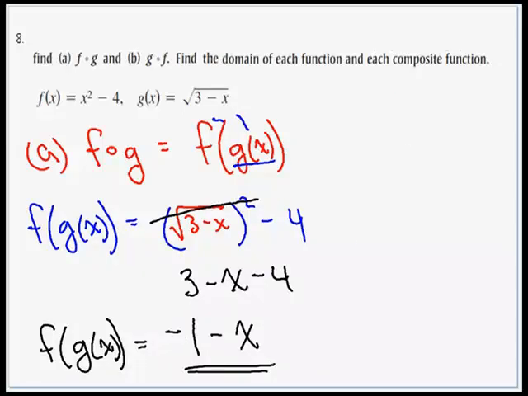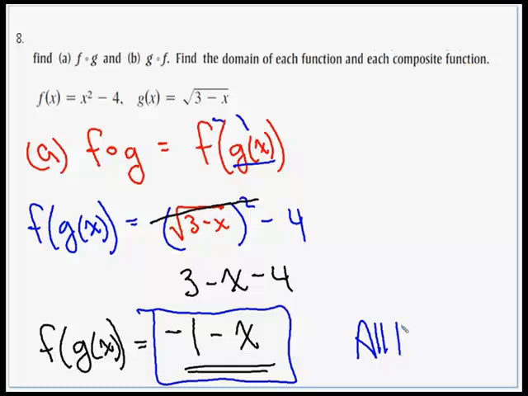If you just look at the final product and say, okay, I'm worried about my domain, there's no division, so I don't have to worry about dividing by 0. There are no radicals in this composed function, so my domain is all real numbers. Is that correct? No, it is not. Remember, we have to look at two things. The composed function, which we just did, and what I just put here in this blue box, the domain of that by itself would be all real numbers.